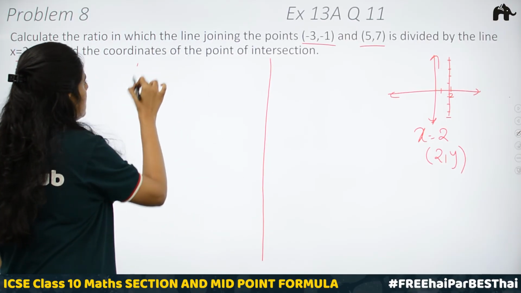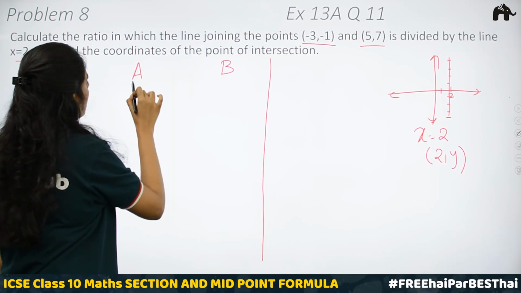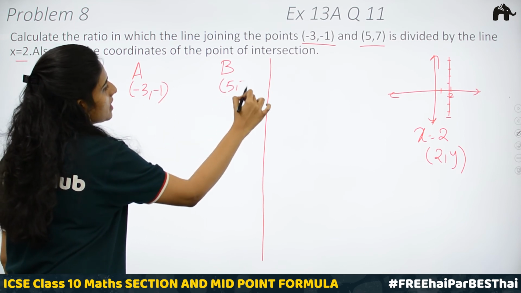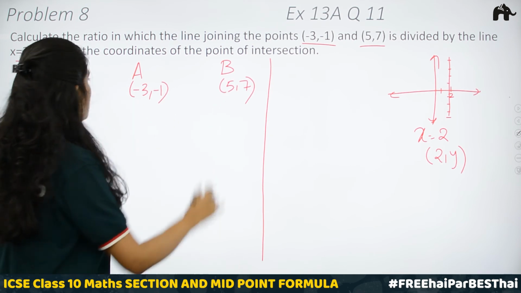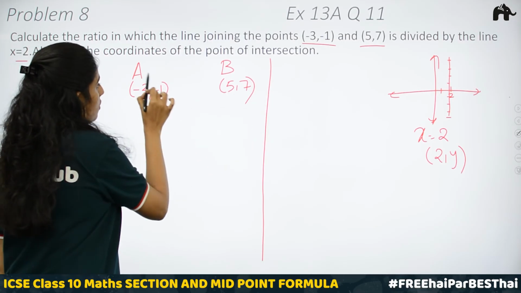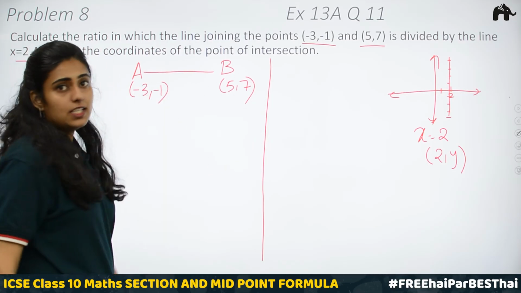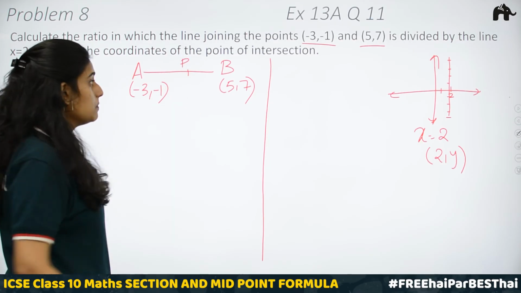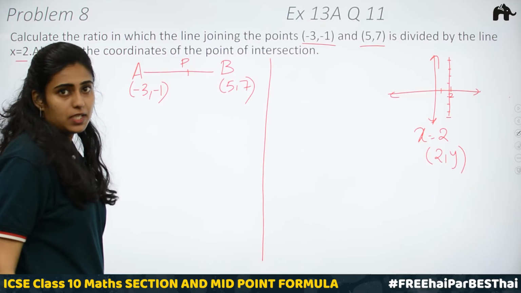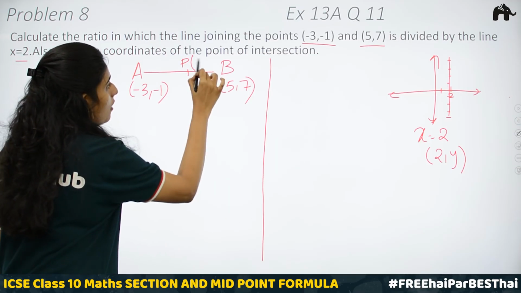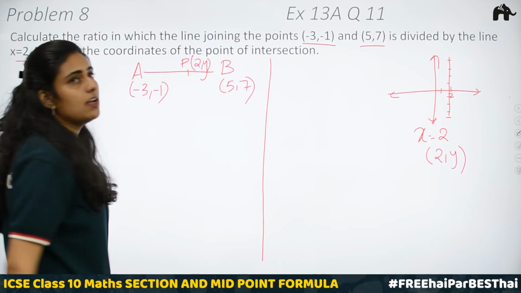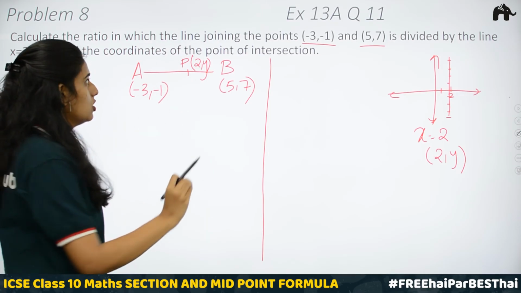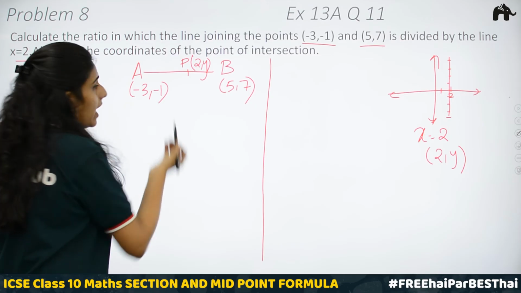Here we have points A and B, A (minus 3, minus 1), B (5, 7). It is divided by this line. Therefore, joining these two points, we get a point P which divides A and B, of coordinates (2, y). Now we got this. We don't know the ratio. Therefore, we need to calculate the ratio.